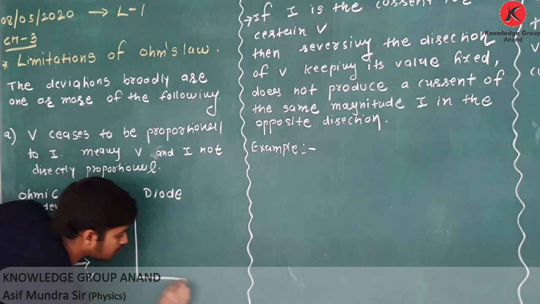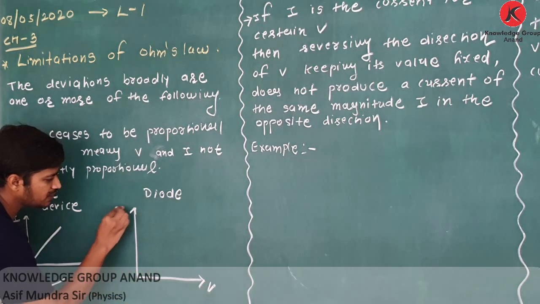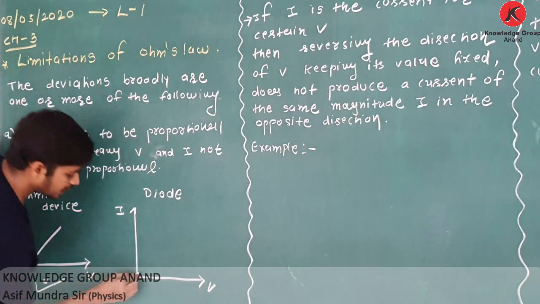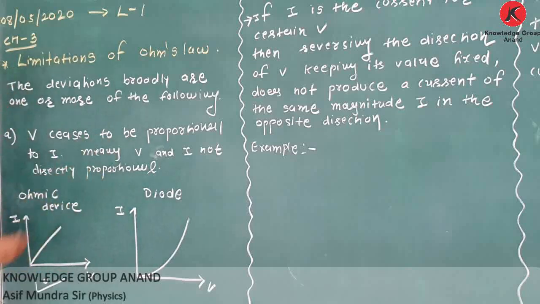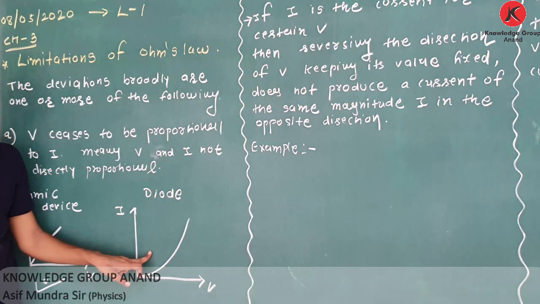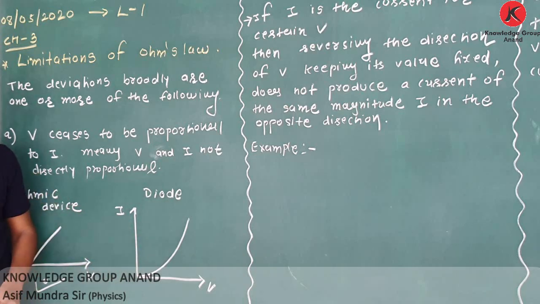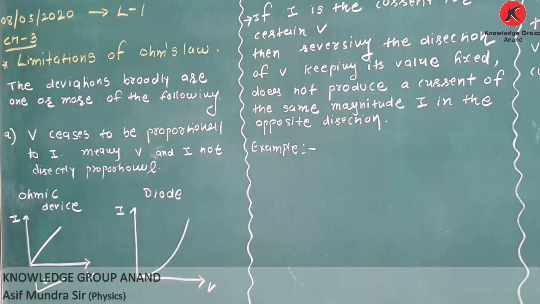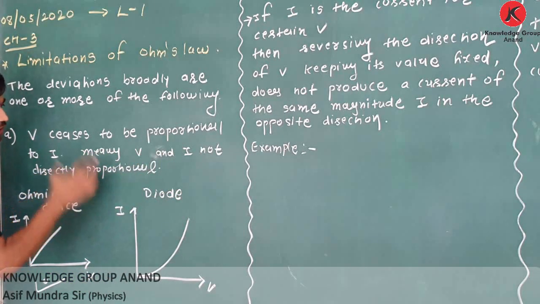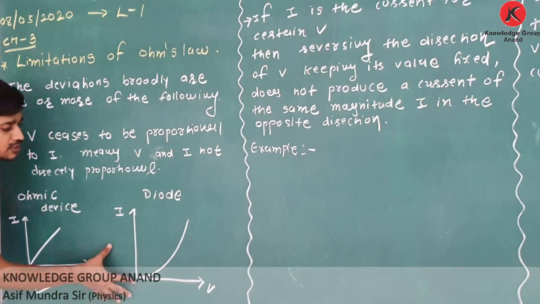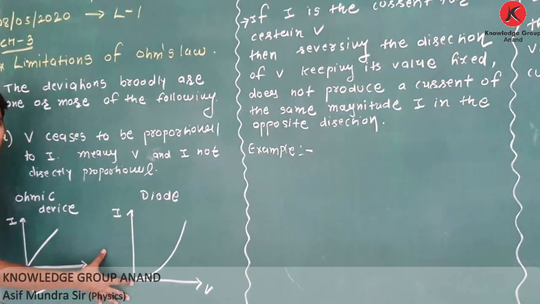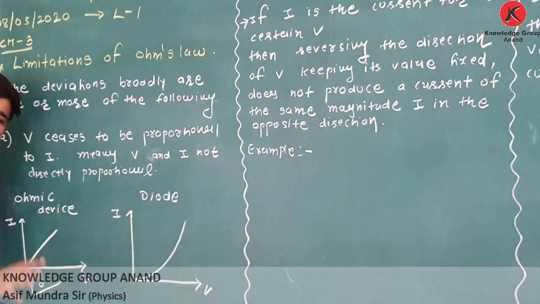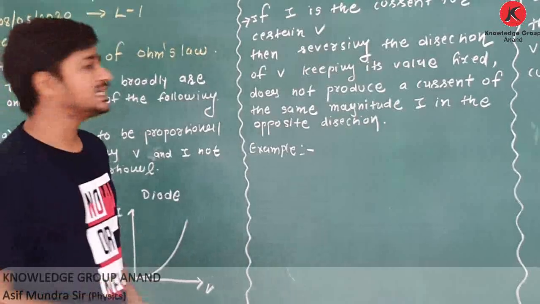In case of diode, the V versus I graph is not a straight line, but it is like this. So in this case, V is not proportional to I. Proportionality is not obeyed. That is the first limitation. The devices in which V and I are not proportional to each other are the ones in which Ohm's law is not obeyed.